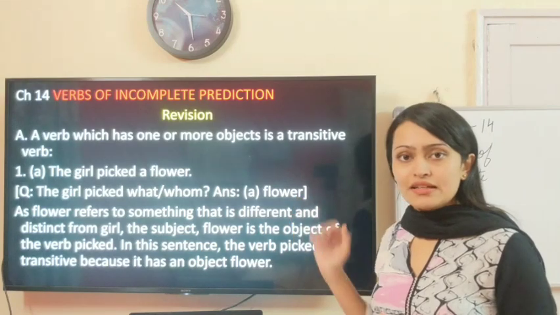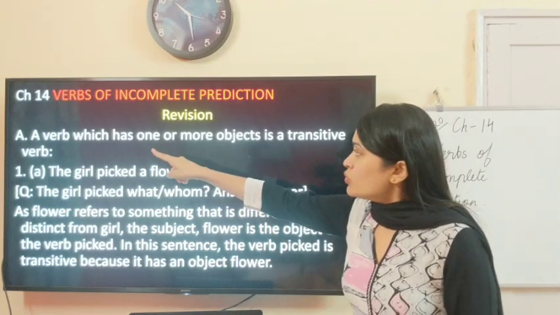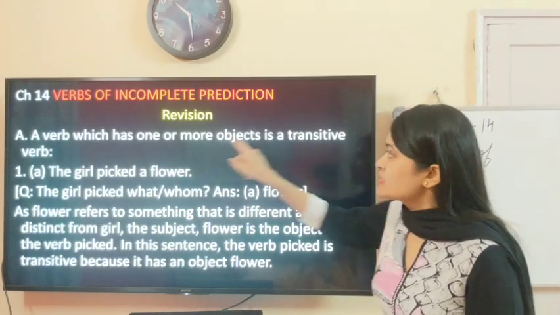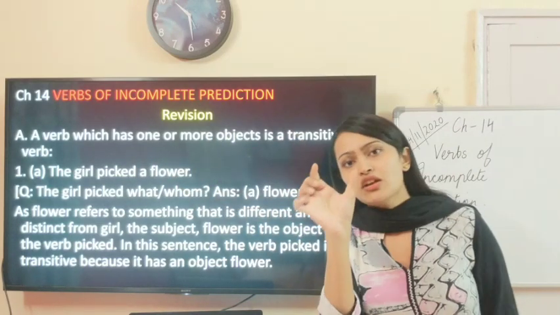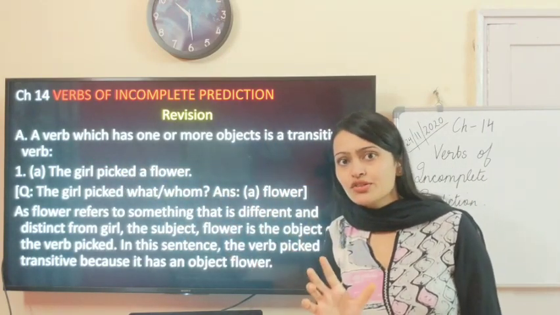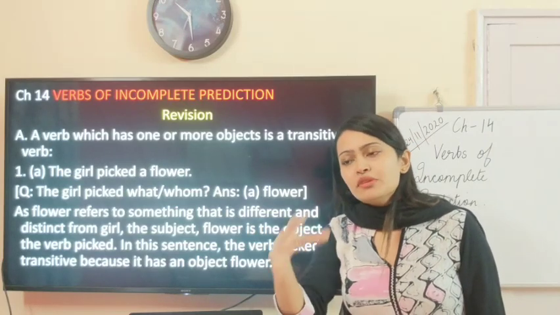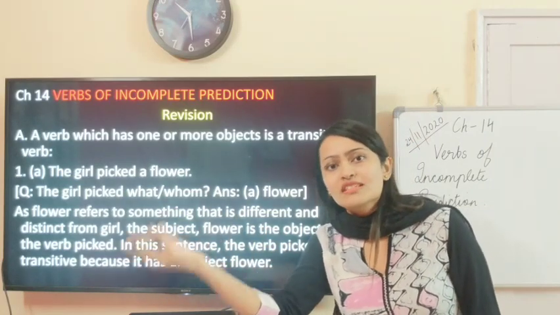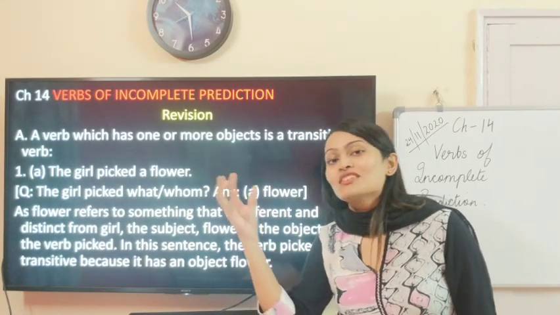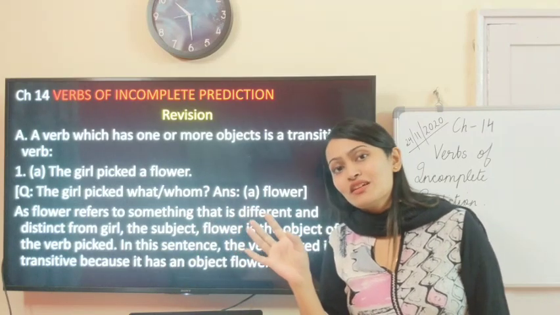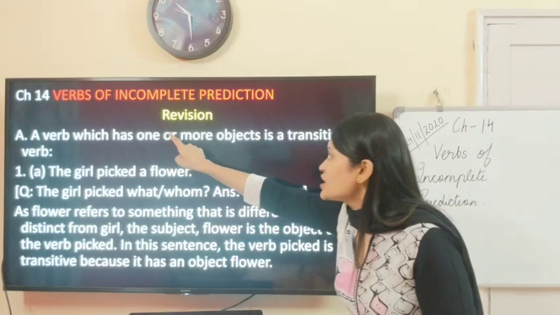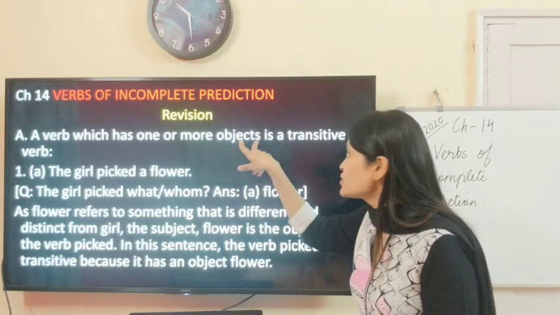Okay children, let's study this example. A verb which has one or more objects is a transitive verb. Children, you all understand the meaning of verb? A verb is an action word, right children? And every action word may be getting conducted on someone or something. So that someone on whom the action is being performed, or that something on whom the action is being performed, is called the object. Sometimes a verb has one object and sometimes it has two objects.